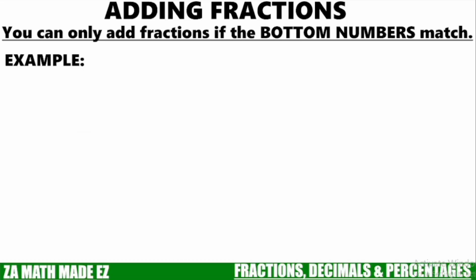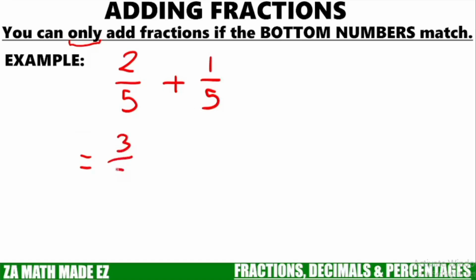Okay, now adding fractions. Now remember, you can only add fractions if the bottom numbers match. For example, 2 over 5 plus 1 over 5 is equal to 3 over 5. Now the reason I could add 2 over 5 and 1 over 5 is because the denominator, also known as the bottom number, is the same.